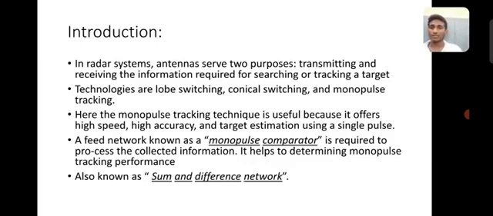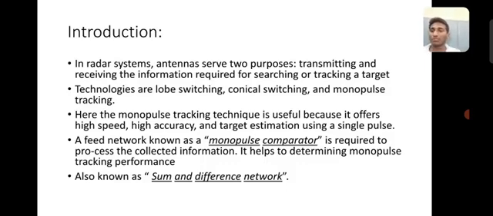Some techniques used for this antenna are lobe switching, conical scanning, and monopulse tracking. Here the monopulse tracking technique is useful because it offers high speed, high accuracy target estimation using a single pulse. A feedback network known as a monopulse comparator is required to process the collected information, and it also helps in determining the monopulse tracking performance.